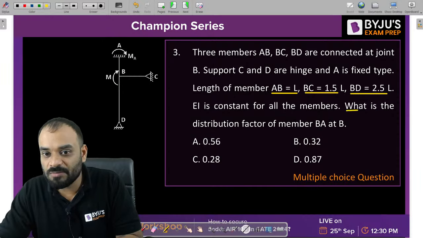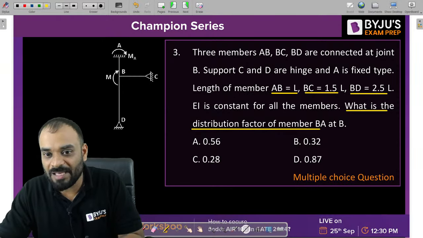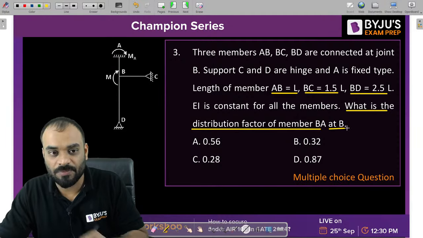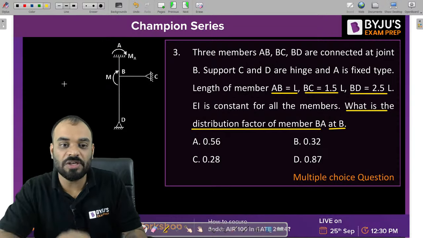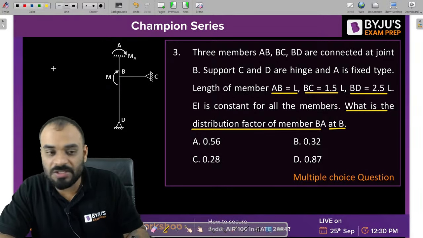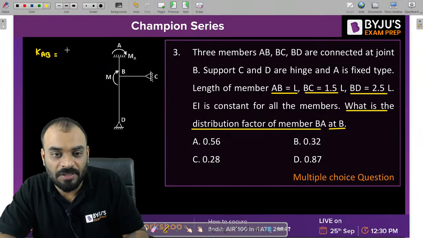Now what is the distribution factor of member BA at B? That is the question. We need to find out the distribution factor for the BA member. It is very simple. First you need to find out the stiffness of each and every member. What is the stiffness of member AB?